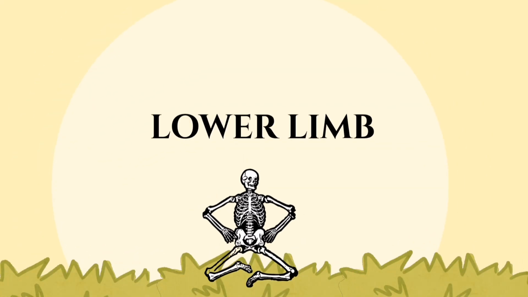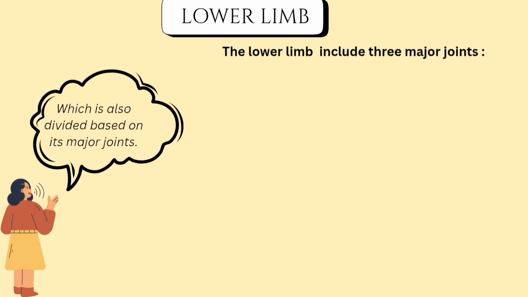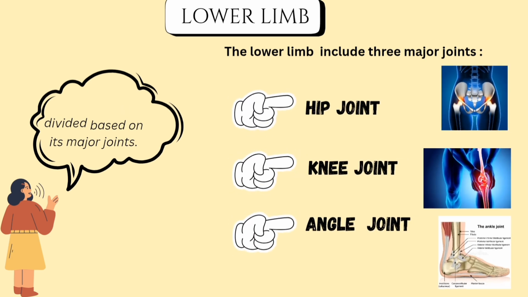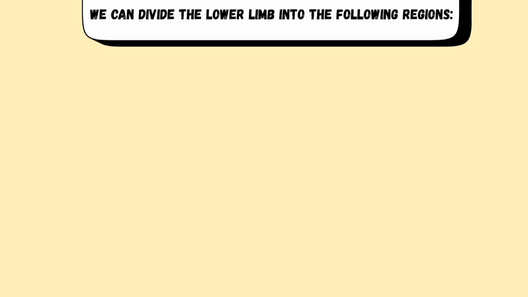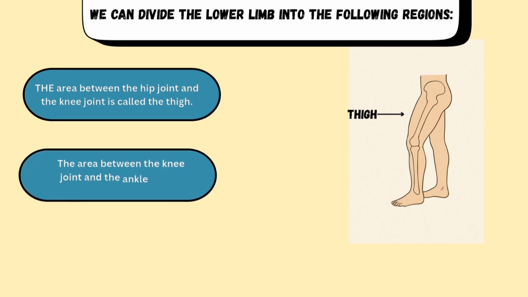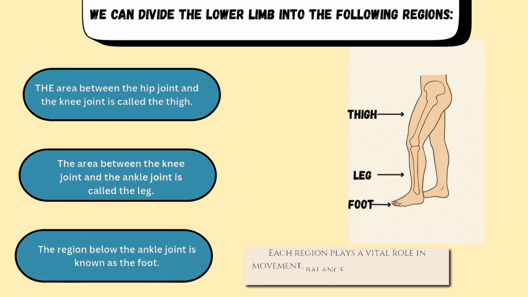And let's discuss the lower limb, which is also divided based on the major joints. The lower limb includes three major joints: hip joint, knee joint, and ankle joint. We can divide the lower limb into the following regions. The area between the hip joint and the knee joint is called the thigh. The area between the knee joint and ankle joint is called the leg. The region below the ankle joint is known as the foot. Each region plays a vital role in movement, balance, and supporting the body weight.